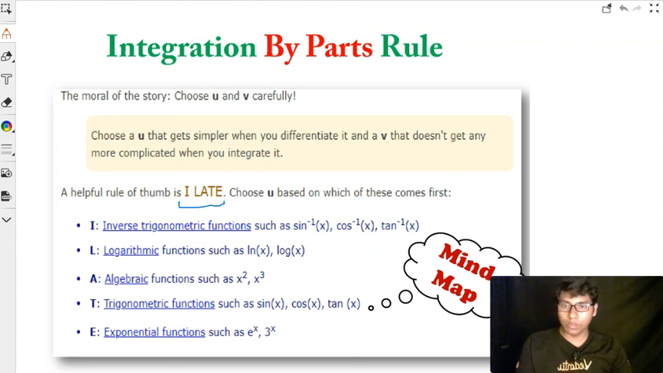So the moral of the story is to choose u and v properly, and the rule to follow is known as ILATE. I believe this small class is helpful for you.